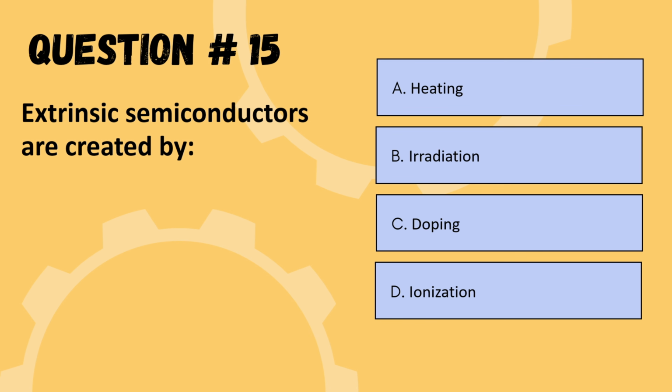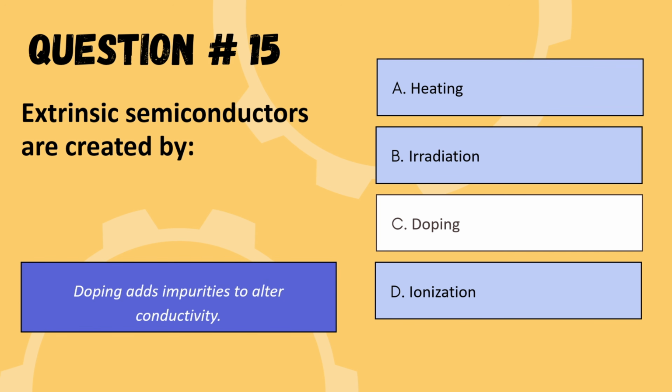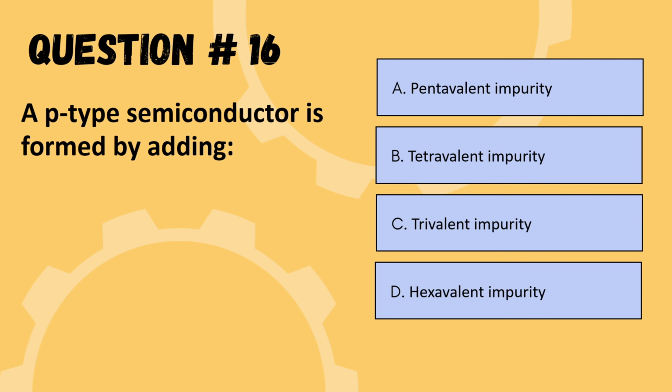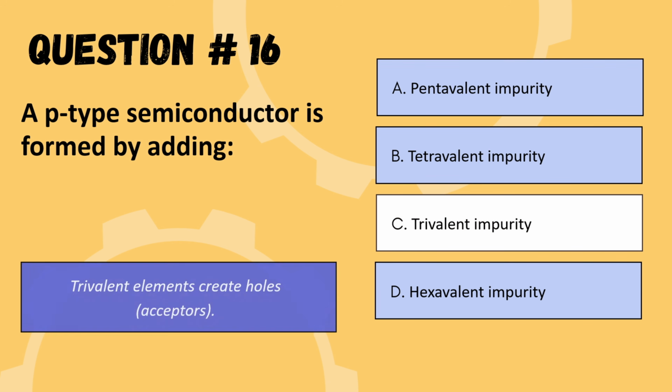So the correct option is option C, doping. So we are moving to the next question. Next question is a p-type semiconductor is formed by adding. Options are pentavalent impurity, tetravalent impurity, trivalent impurity or hexavalent impurity. So the correct option is option C, trivalent impurity. So we are moving to the next question.